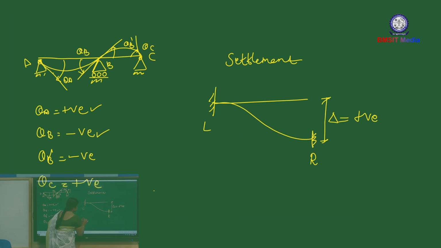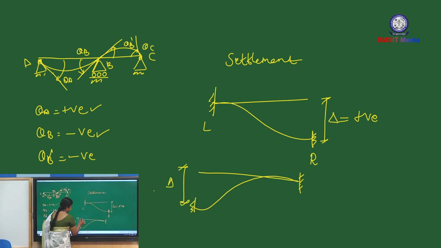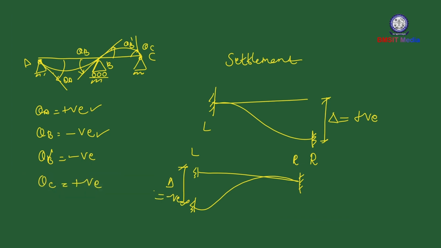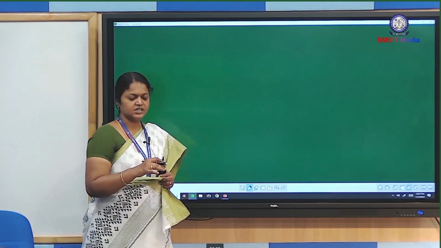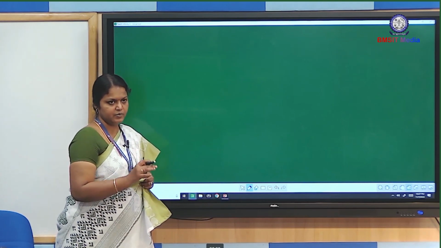So next one. After the settlement, the support comes here. This is before settlement, this is after settlement. Here this is left side and this one is right side. Here the left side support is lower than the right side support. So for this case we have to consider delta as negative. So the sign convention: clockwise rotation is positive, and for the settlement, if the right side support is lower than the left side support, consider delta as a positive sign.